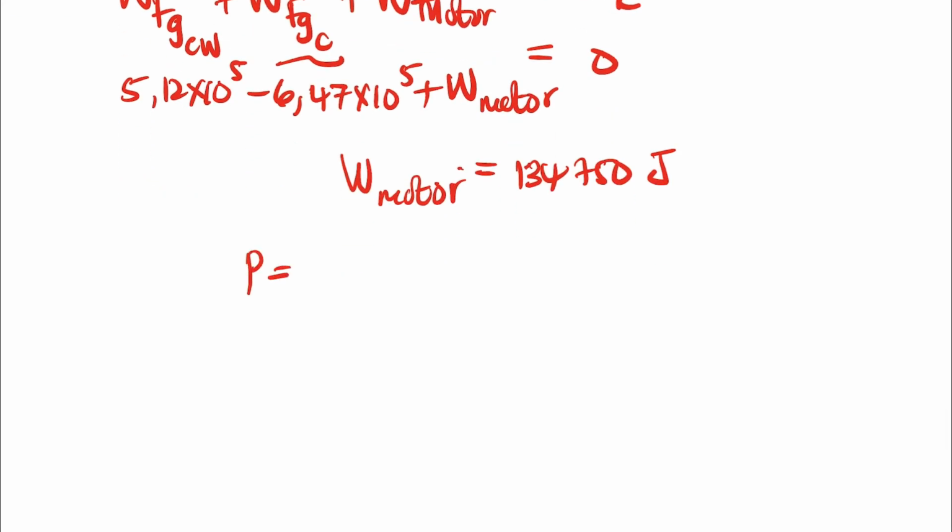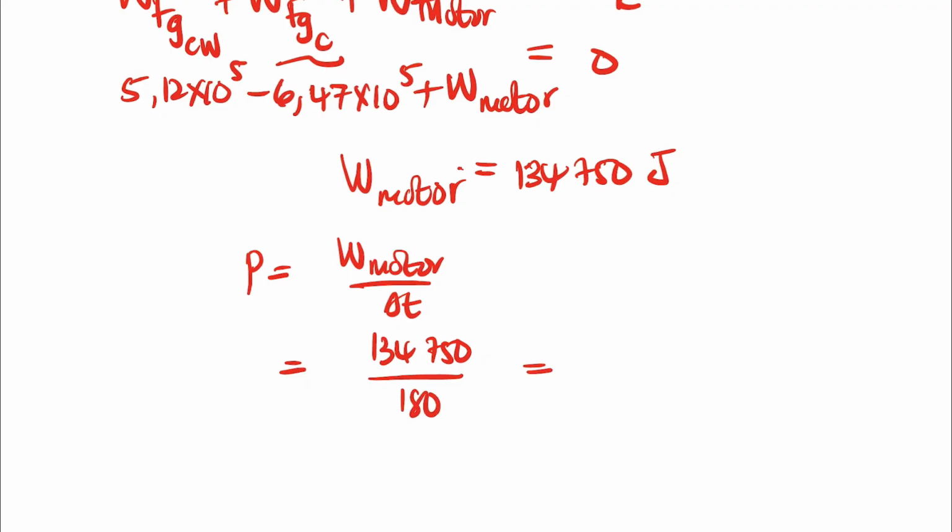That's the work done by the motor. And then we go to the formula for power. Power is equal to the work done by the motor over the change in time, so it's 134,750 divided by the time. It was 3 minutes, which you convert into seconds. So the answer there, if you punch it in the calculator, is 748.61 watts. That's the end of the question, guys. I hope you understand.